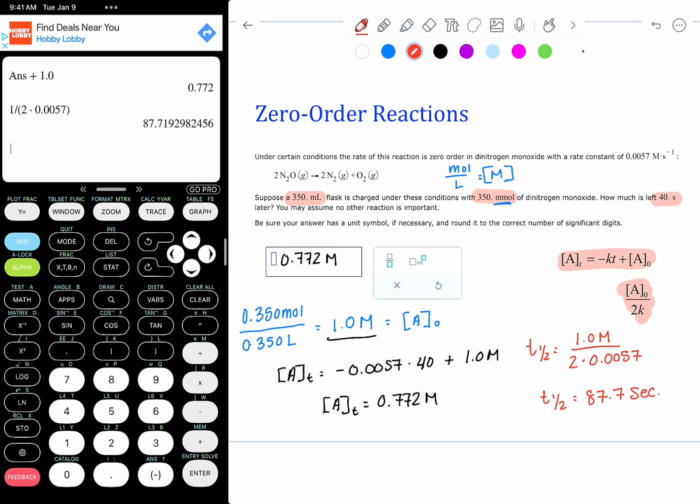Okay, so now go to your ALEKS homework and practice utilizing these integrated rate laws and the chart of equations, making sure you know which one to utilize and when, and practice more there.